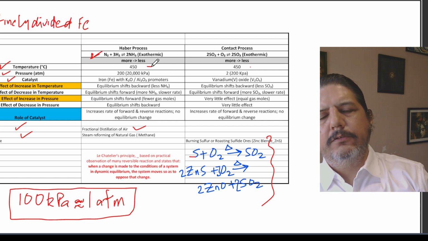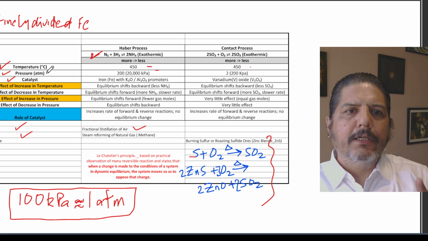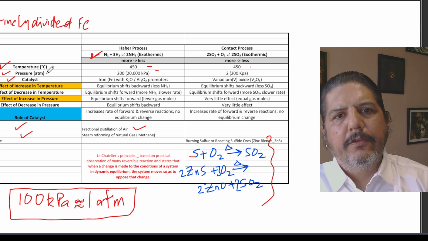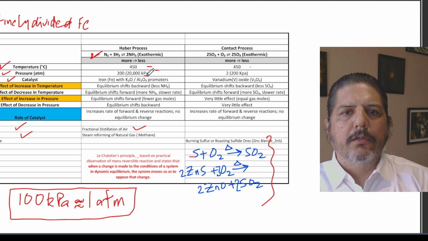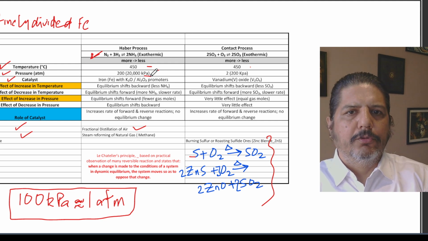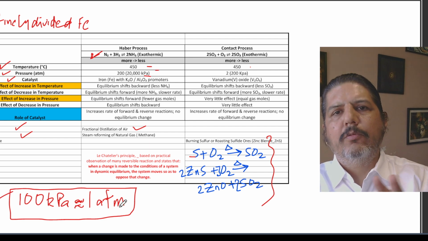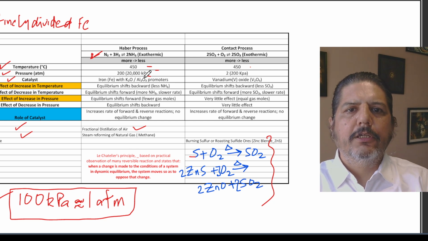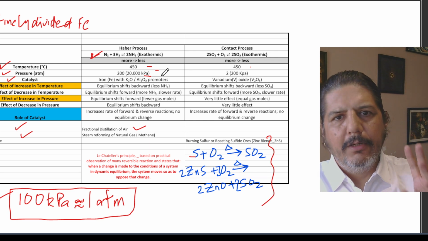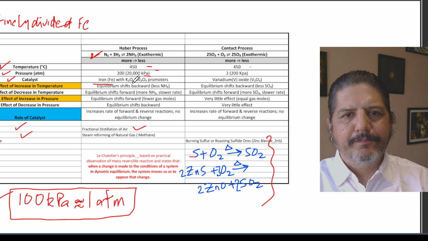450 degrees Celsius is the temperature. 200 atmosphere is the pressure. At times they ask the question on pressure in terms of kilopascal also. So please remember that 100 kilopascal is approximately equal to 1 atmosphere. So that is why I have written 200 atmosphere or 20,000 kilopascal. Please remember this. A catalyst is finely divided iron.